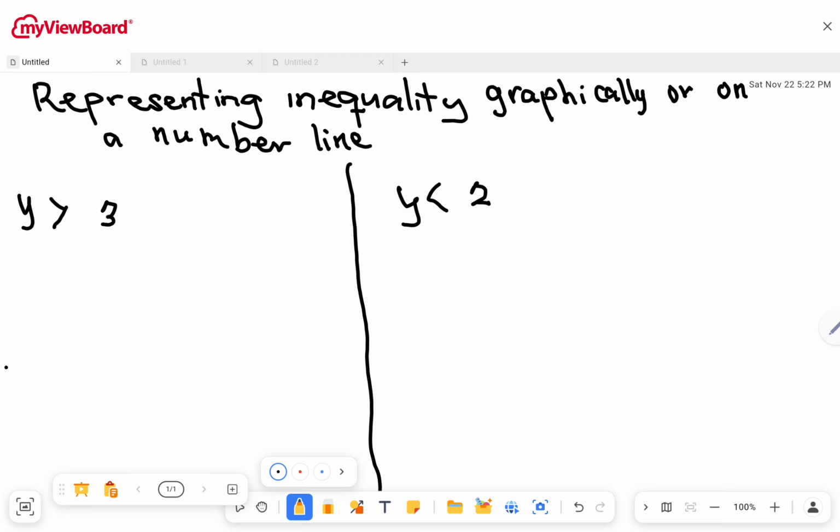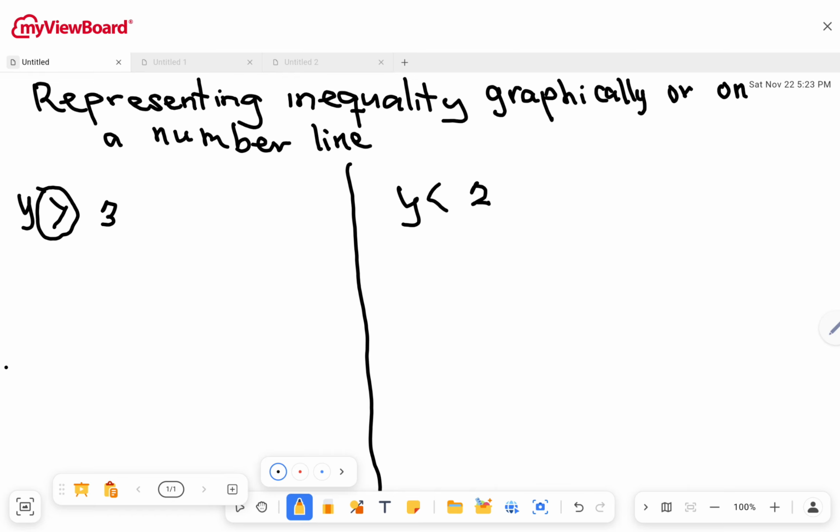So now this is our first example here. We have y is greater than 3. After you have solved an inequality and you've gotten your answer to be y is greater than 3, the symbol that you are seeing here is the greater than symbol. And what does it mean? It means that y is a value or a number which is greater than 3 that we do not know.